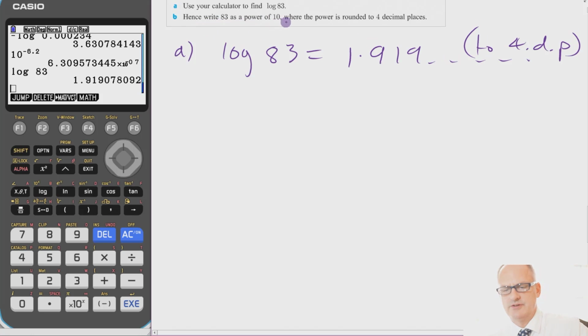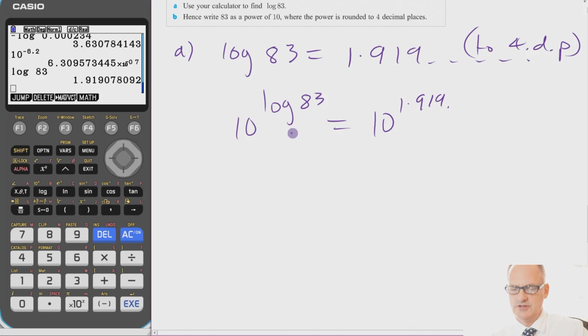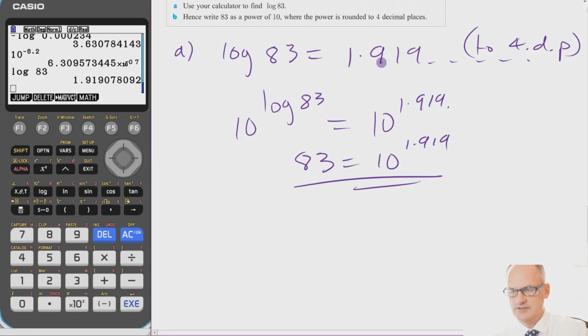So hence, right, 83 is a power of 10 where the power is rounded to 4 decimal places. So if we raise both sides to the power of 10, the 10 undoes the log, because this is log to the base 10. Log to the base 10 is the inverse function of raising to the power of 10. So they undo each other, and just leave us 83 on this side is equal to that. So the way we can do this is we can work out that this value here is what you're going to raise the base to. So this is the base 10.